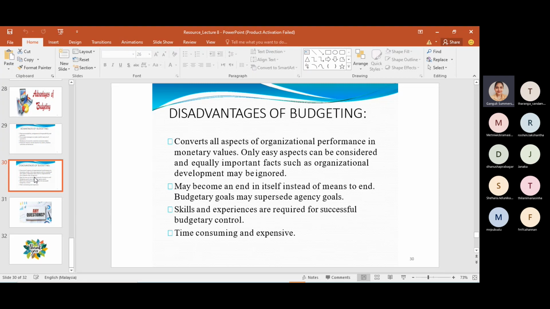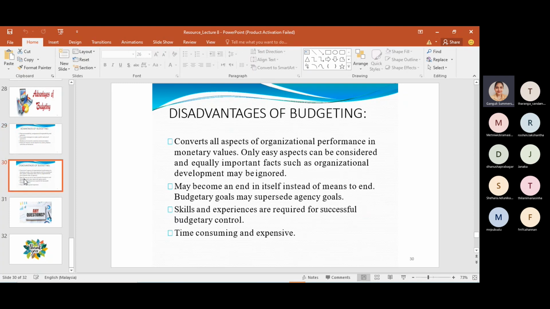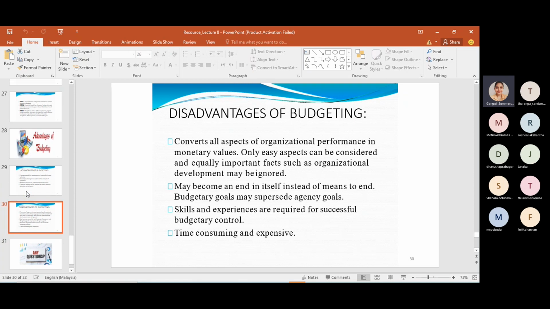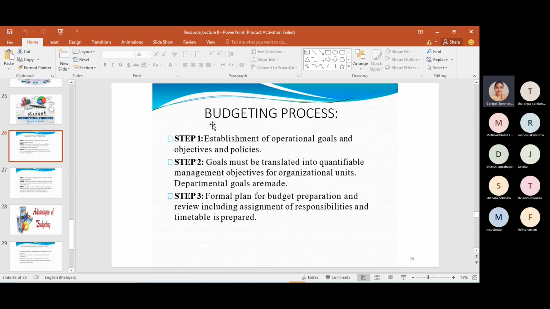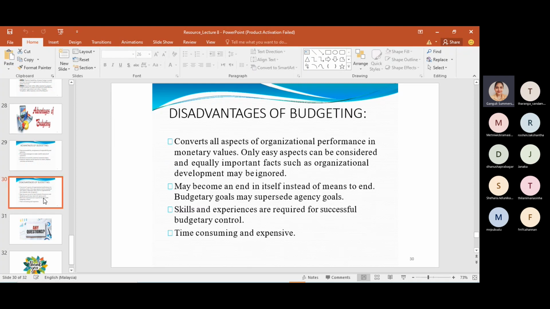And here are the disadvantages of budgeting. You guys might be thinking whether there are any disadvantages of budgeting. Yes, there are lots of advantages and there are a few disadvantages as well. So let's see what the disadvantages of budgeting are. When I was teaching you the budgeting process, I told you that in step 1, the organization needs to establish their goals and objectives, and in step 2, you convert all these goals and objectives into numbers. Right? So converting all the objectives and goals into numbers can be a disadvantage for the company.